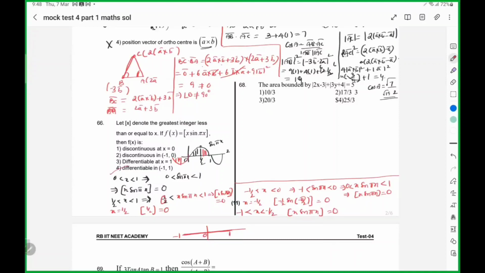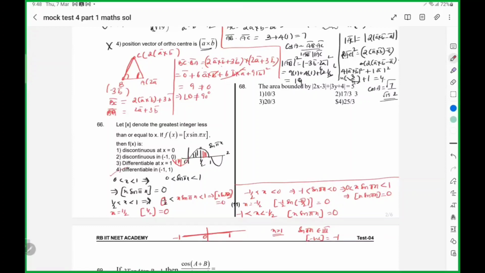So whether it is differentiable at the boundary or not, how do we know? When x is greater than 1, sine pi x enters the third quadrant, so the step of the negative value becomes -1 there, near 1. So the left limit and right limit are not equal. So it is not continuous and not differentiable at x equal to 1.